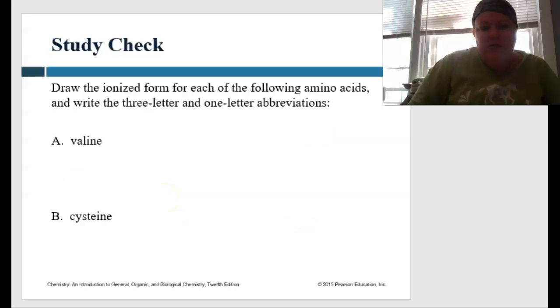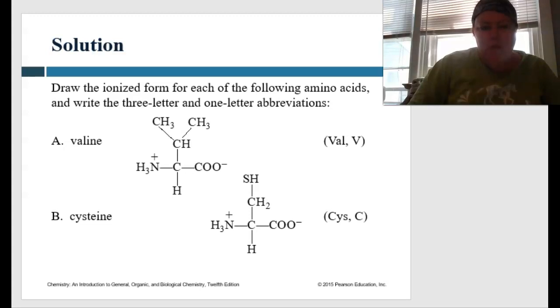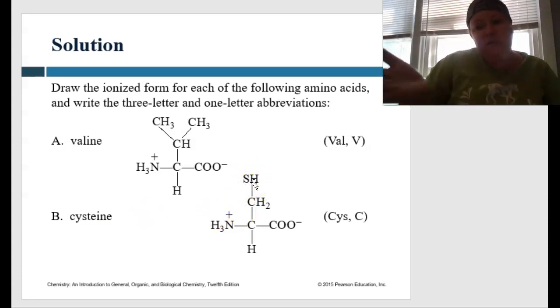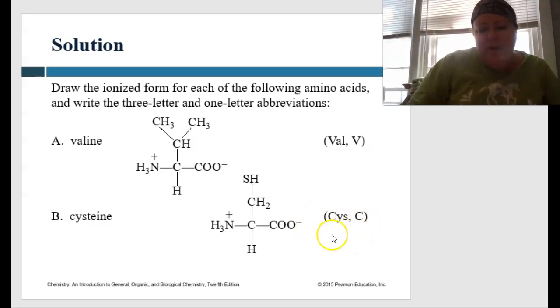Draw the ionized form for each of the following amino acids and write the 3-letter and 1-letter abbreviations. Pause me and come back. All right, is this what you got? Valine is going to be your backbone and your side arm, and the abbreviation is either VAL or V. And cysteine is again your backbone with the sulfur hydrogen. Cysteine is a special amino acid because he's the only amino acid that has sulfur on the outside. He actually forms a special bond called a disulfide bond, but we'll talk about that later. The abbreviation is CYS and C.